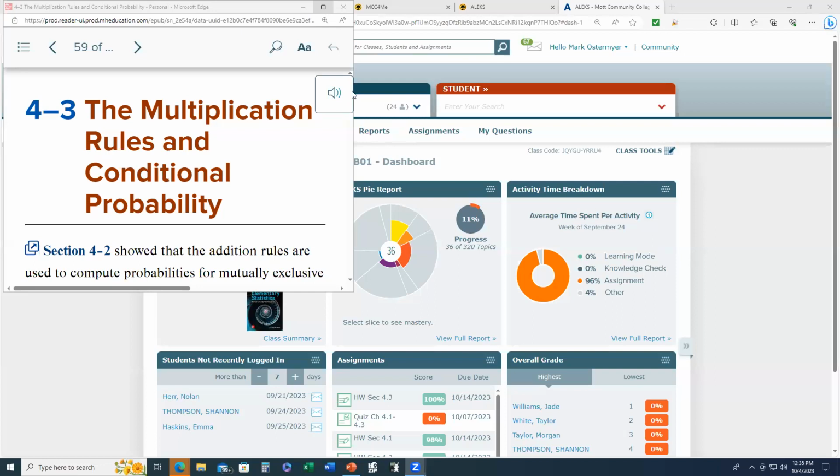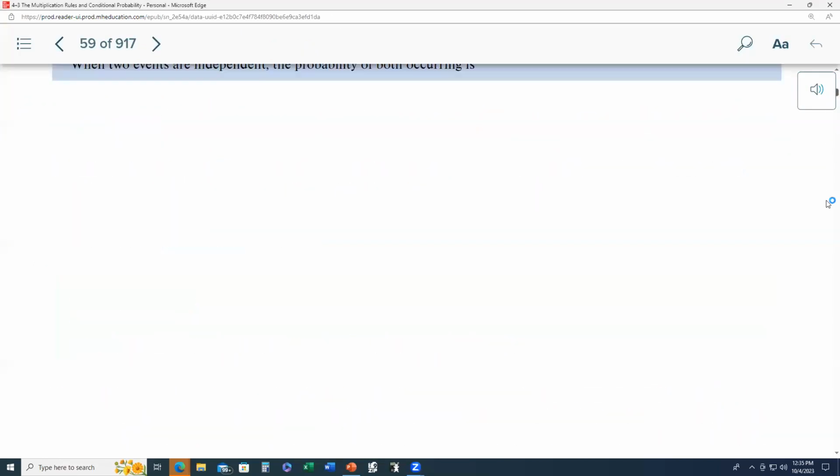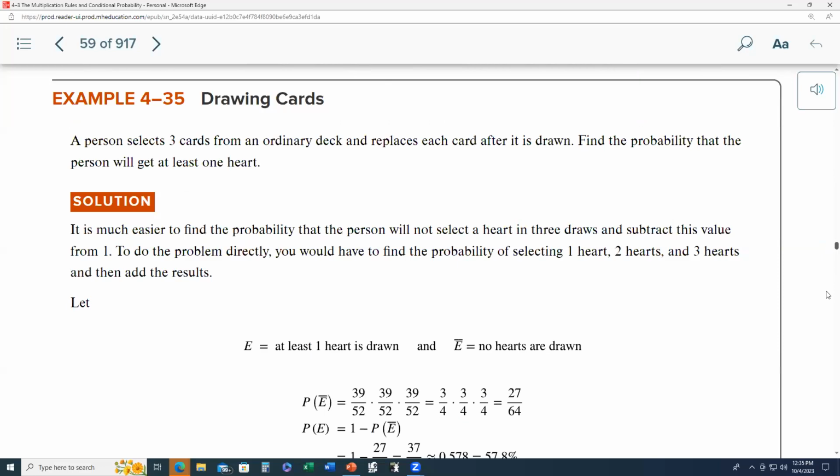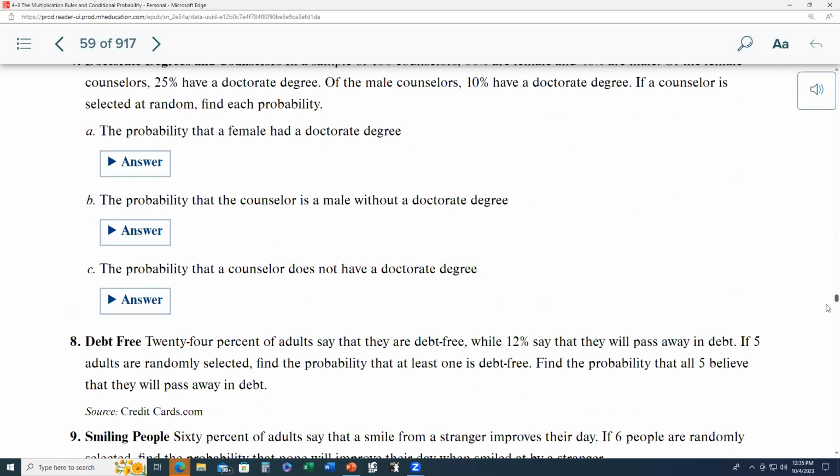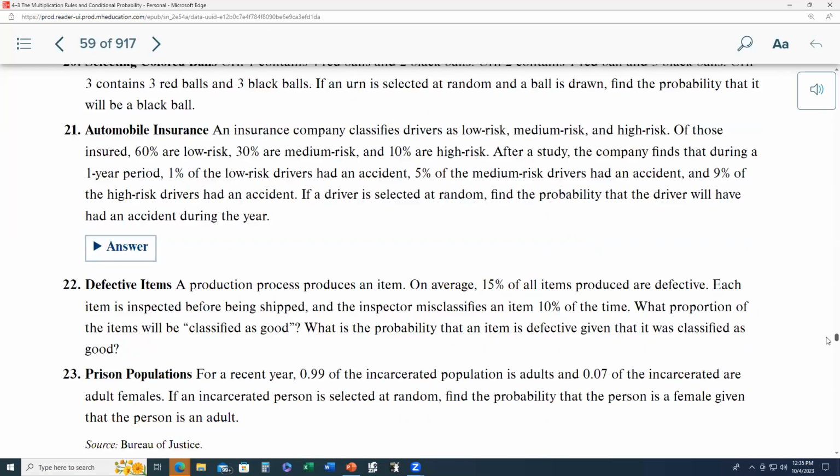All right, so I'm going to go back into section 4.3. We're going to do a couple more problems here. A couple more I'm going to touch base with here. Number 31.